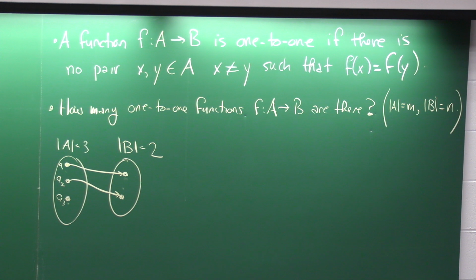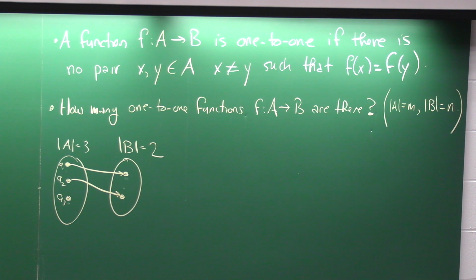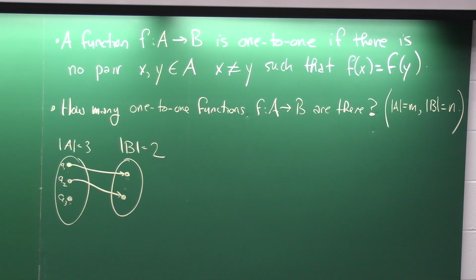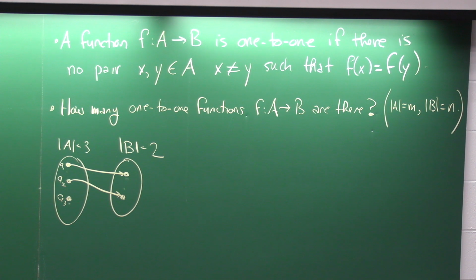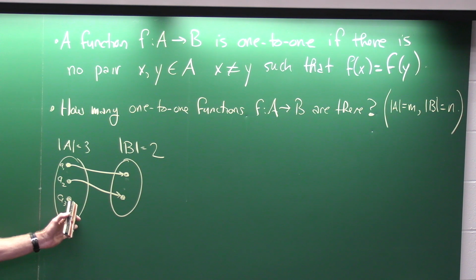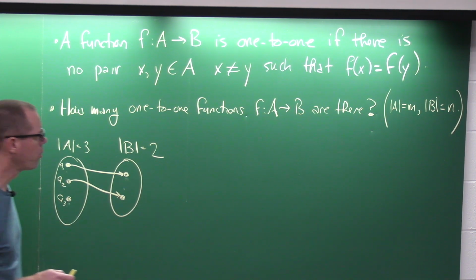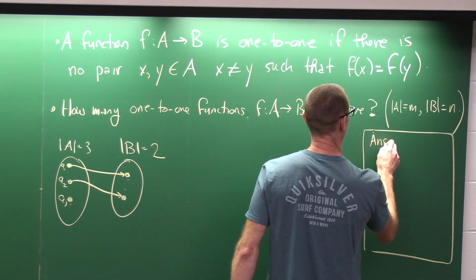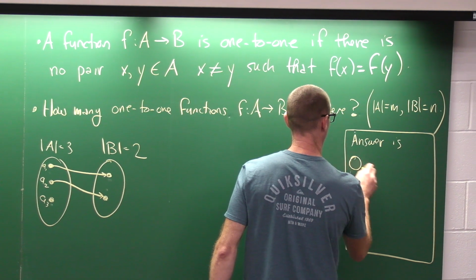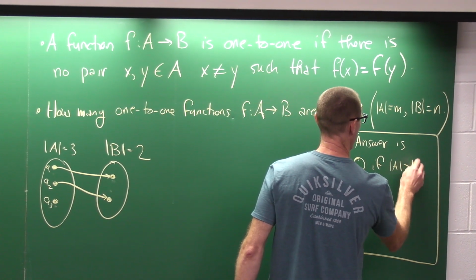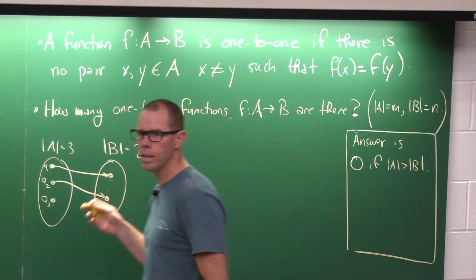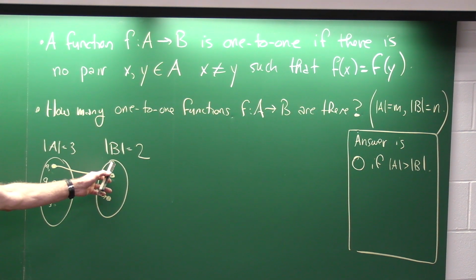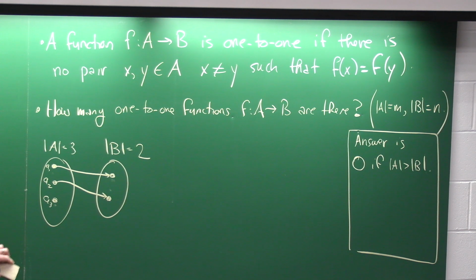Can I make A3 just go to nothing? No. When you say a function like this from A to B, it means for every element in A, there is an element of B that's the value of that function. So in this case, there are no one-to-one functions between these sets. The answer is 0 if the size of A is bigger than the size of B. We're going to run into this problem anytime we have more elements in A than in B. We'll just run out of elements in B.